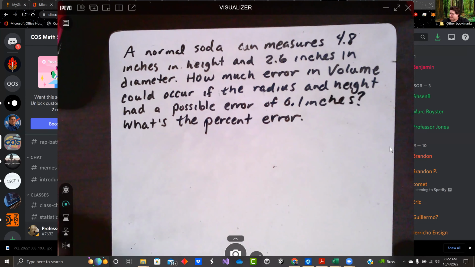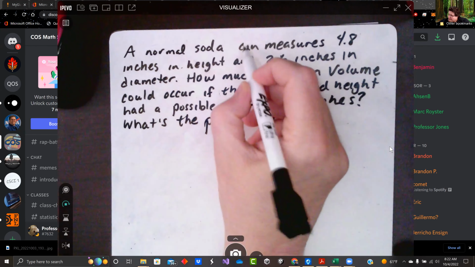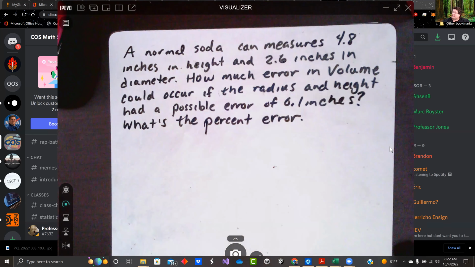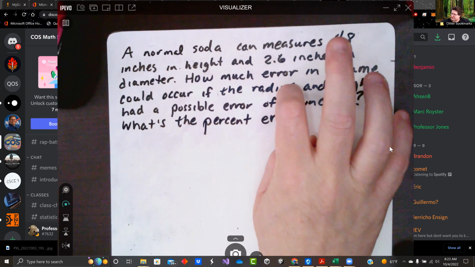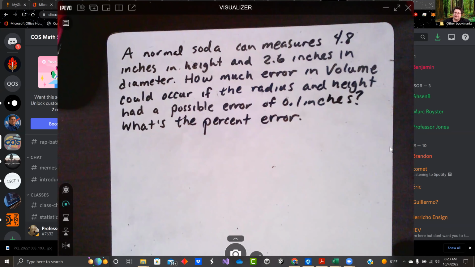Word problem. Oh, that should say can. It got smudged. A normal soda can measures 4.8 inches in height and 2.6 inches in diameter. How much error in volume could occur if the radius and height had a possible error of 0.1 inches? What's the percent error?